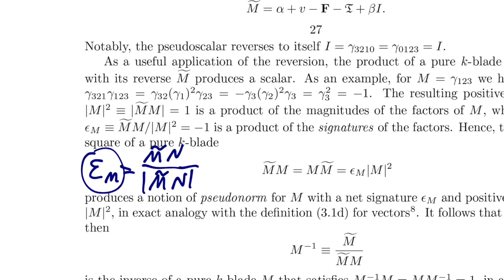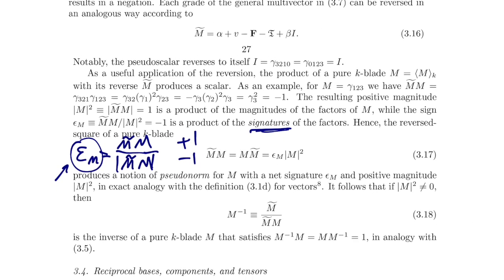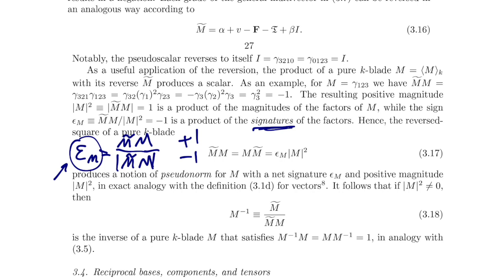Now, eventually, we'll see that this doesn't have to be stuck at plus 1 or minus 1. It turns out that this is called the signature, right? Wait, I said MM. It should be the reversion of M times M here everywhere. We're talking about just a single multivector here. So every multivector can have a signature, but it turns out the signature does not have to be plus or minus 1. The signature can actually have other values, and we'll talk about that a little bit later.